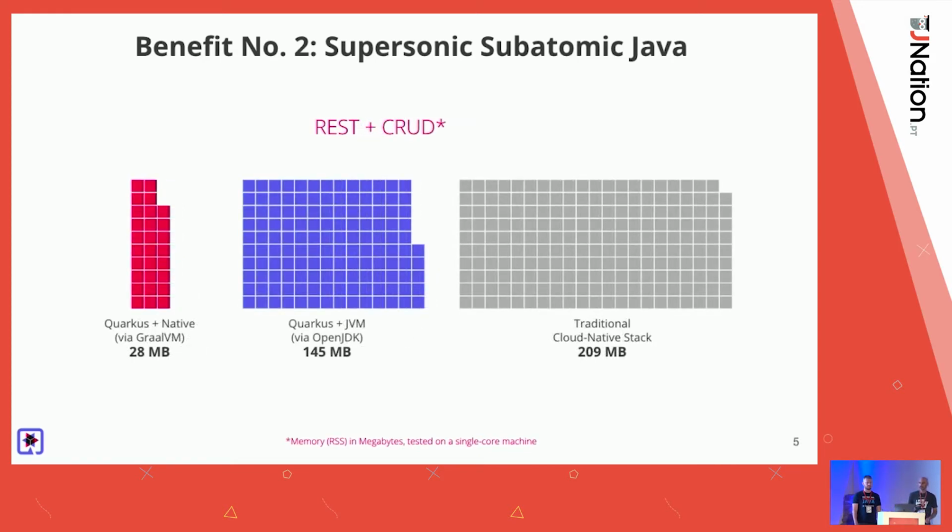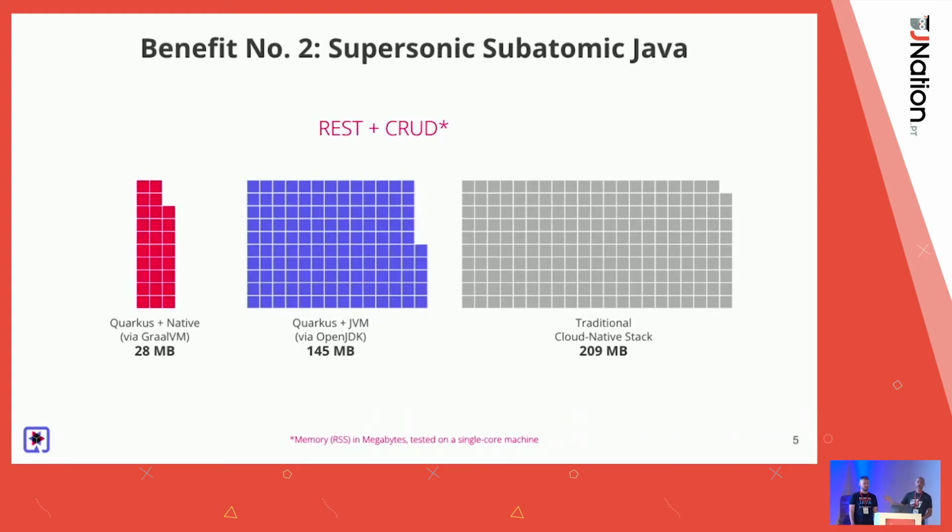Now, if we look at a more realistic application where you don't do just REST, but you also connect to a database and talk to the database, the difference still holds. It's a little bit less of a difference between Quarkus on the JVM and the traditional cloud-native stack, but as soon as you compile natively, you can see that the benefit still holds.